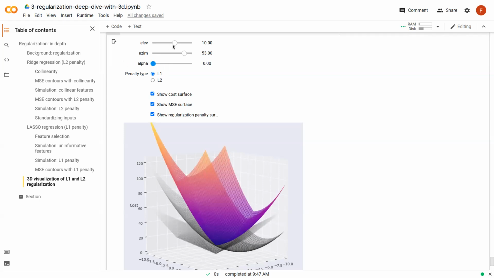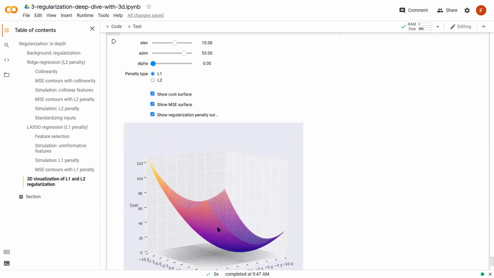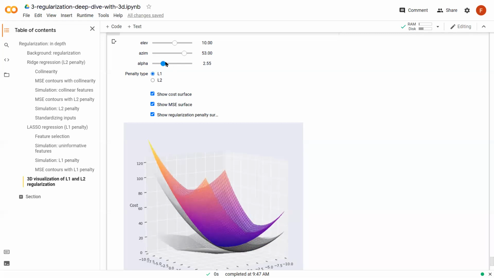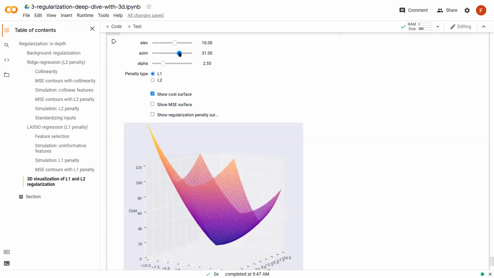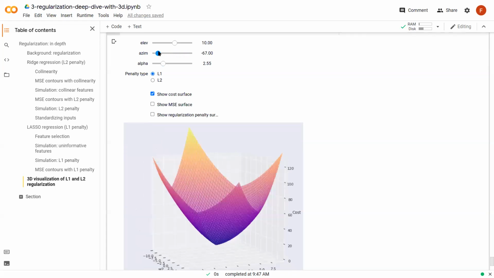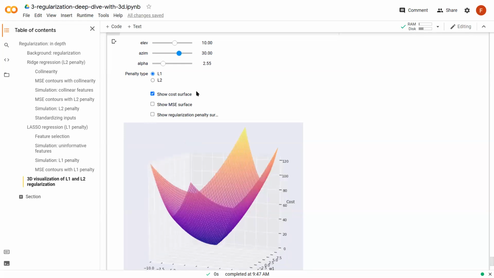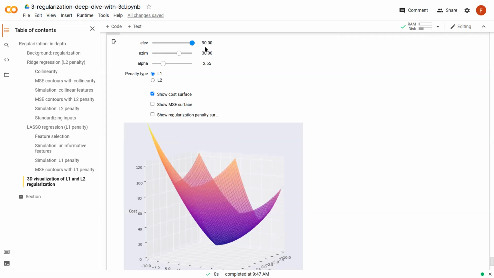So putting this all together, when alpha is 0, the penalty surface is essentially flat at 0, and the cost surface for the regularized regression is the same as the mean squared error surface. Now as we increase alpha, we're adding together those two terms to produce this combined cost function, the mean squared error plus the regularization penalty surface. And as we look at it from a different view, we can see that the optimal point has changed.